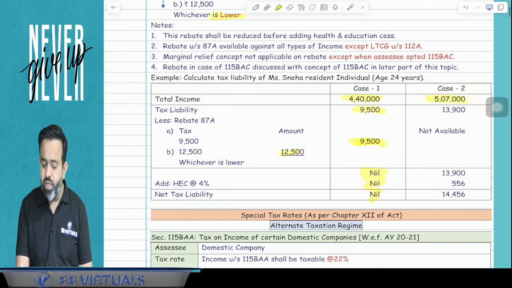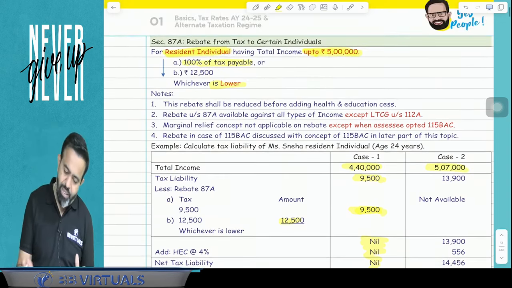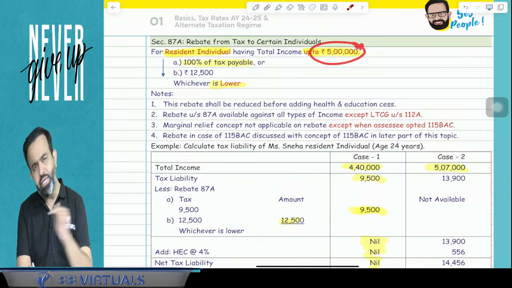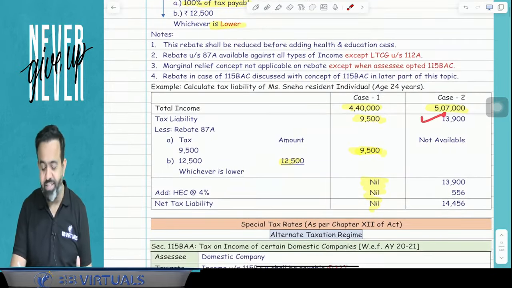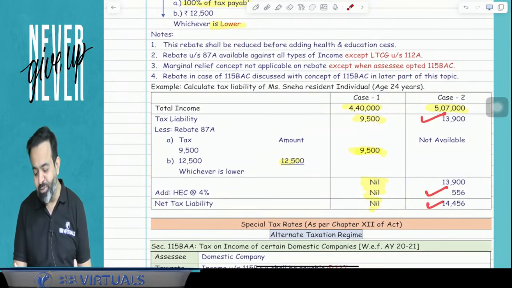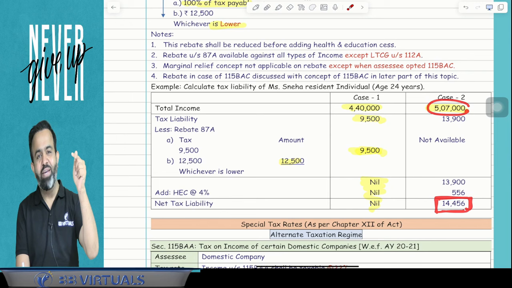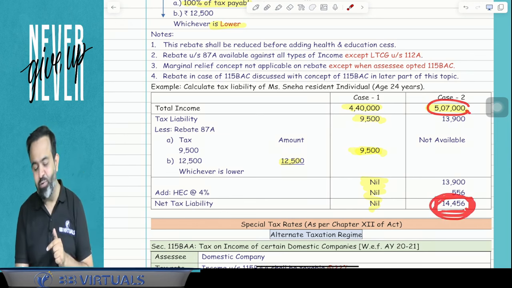But suppose your total income is 5,07,000, then the rebate is not available, because this rebate is available only if your total income is up to 5 lakh. Here your total income is more than 5 lakh, so rebate is not available. So tax amount is 13,900. Add health and education cess, so net tax you require to pay is 14,456. Here, guys, your income is more than 5 lakh by only 7,000, but due to that tax is 14,456.